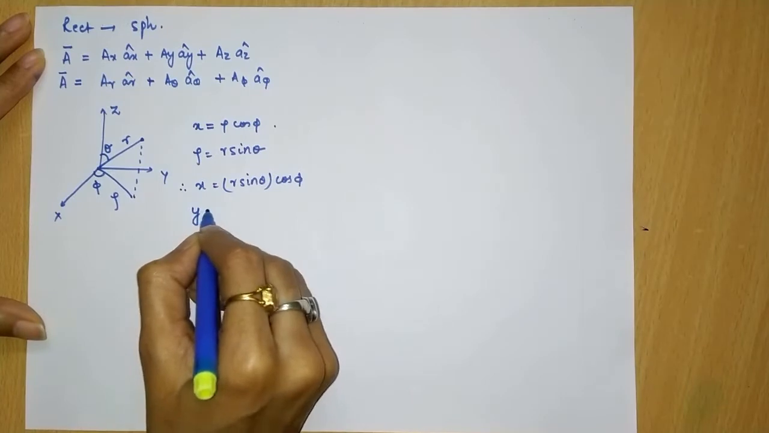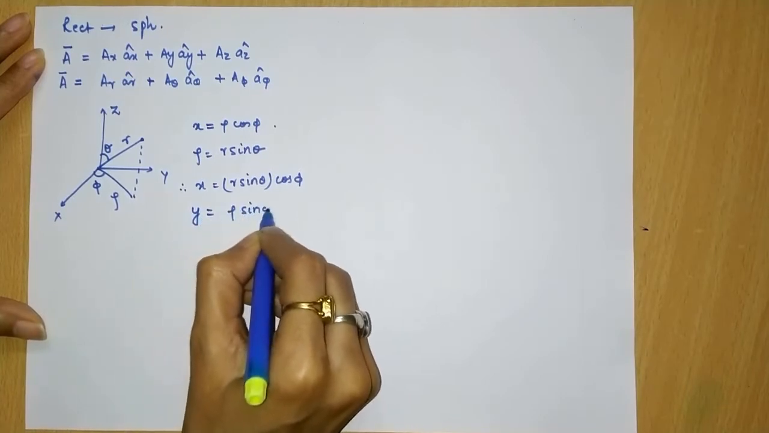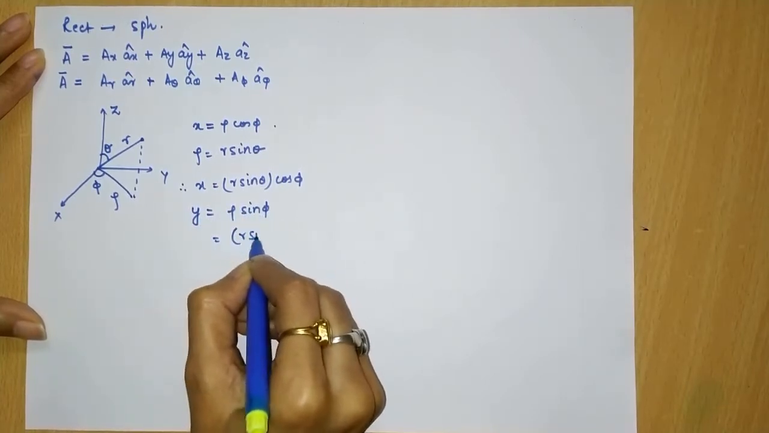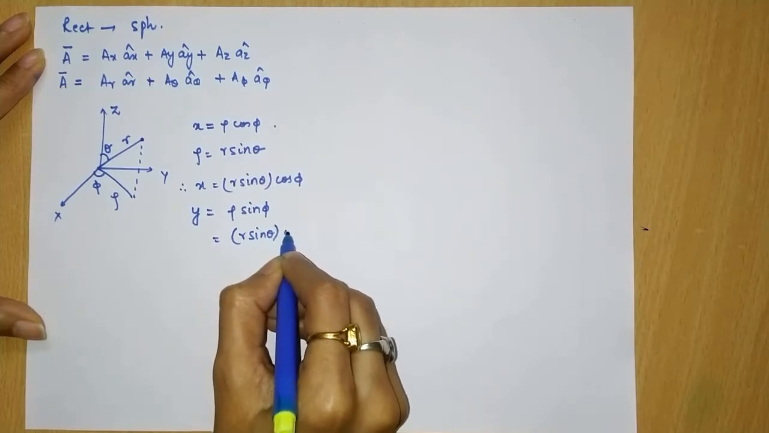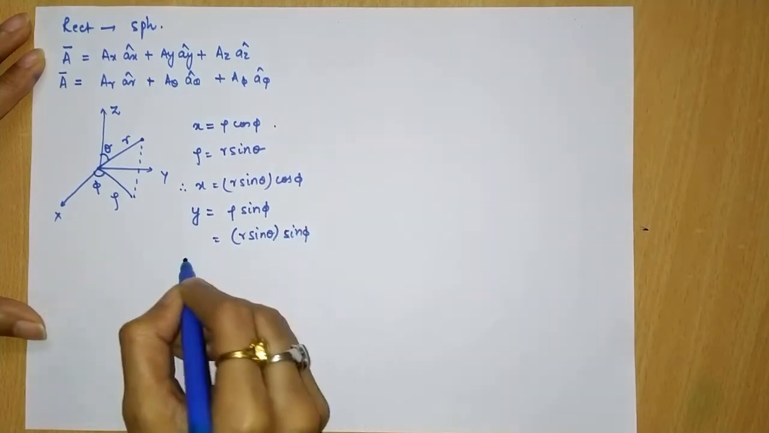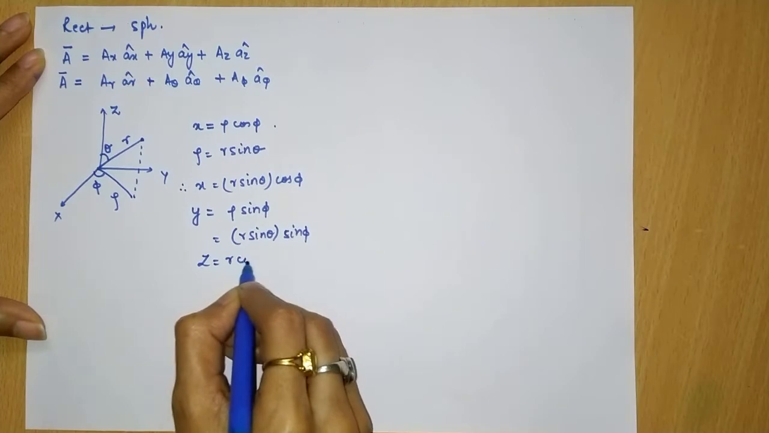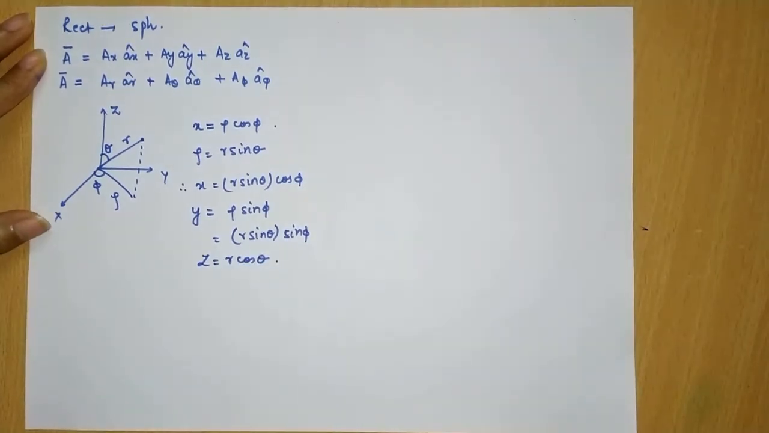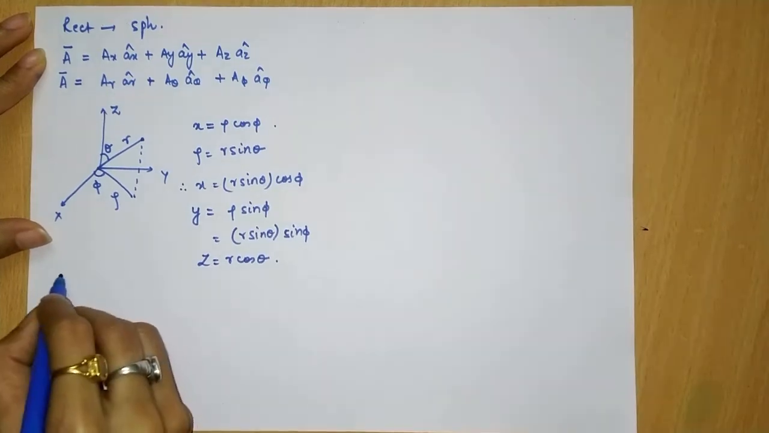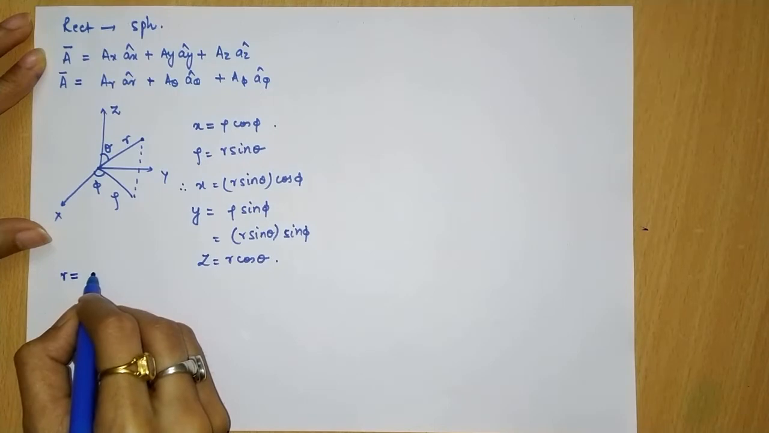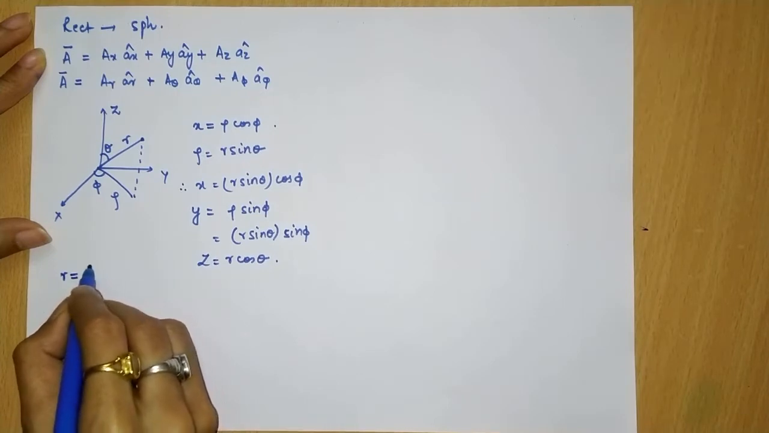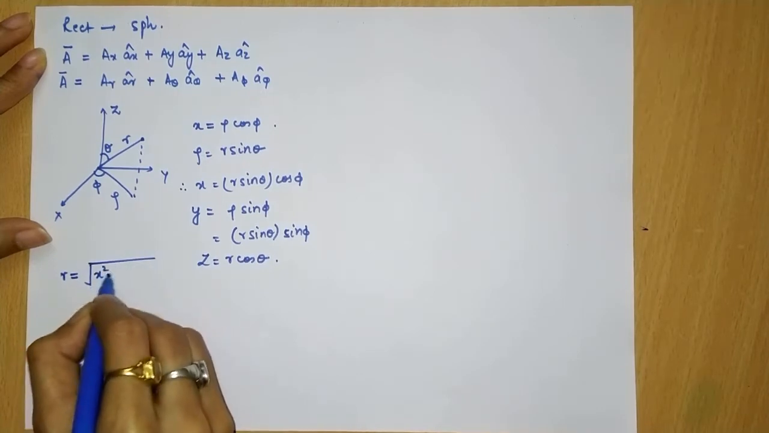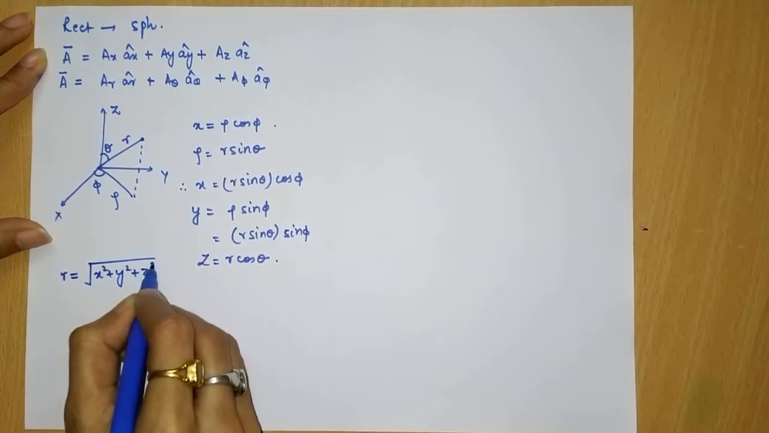Therefore, x is equal to r sin theta cos phi. Similarly, y coordinate is equal to rho sin phi. Therefore, r sin theta sin phi. And z coordinate is equal to r cos theta. Similarly, we can express this r theta phi in terms of xyz. R is the radius, which is nothing but the distance from the origin. Therefore, it is written as the square root of x square plus y square plus z square.